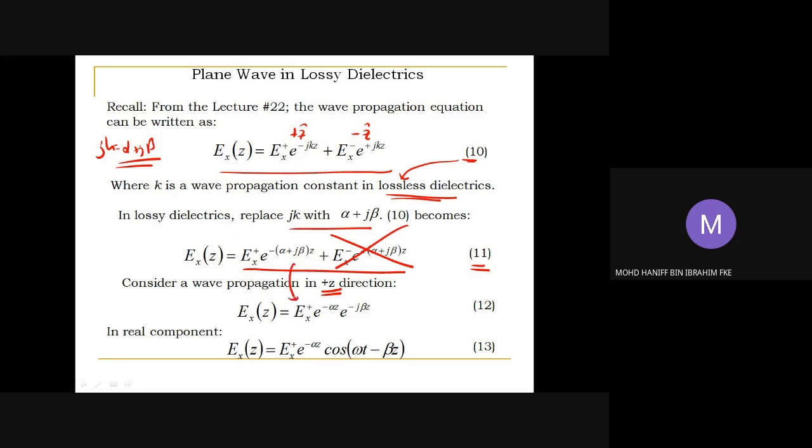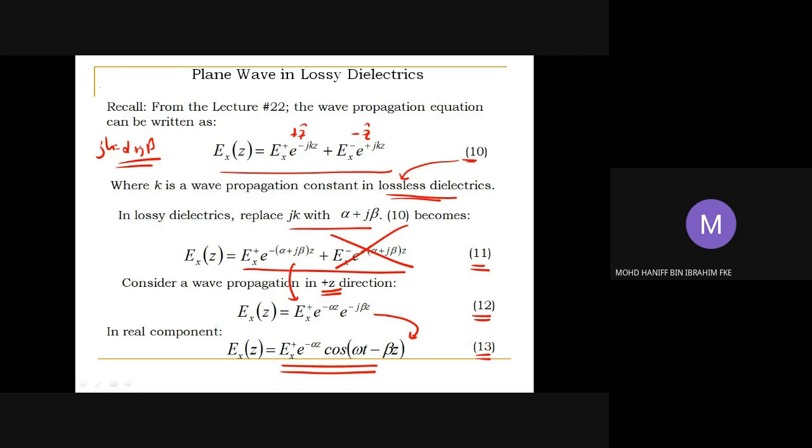So we're going to have it as Ex positive exponential negative alpha z, exponential negative j beta z. So in its trigonometric terms, I can write equation number 12 to be equal to equation number 13, where we have exponential negative alpha z multiplied with Ex positive cosine of omega t minus beta z. Okay, so this is the equation of the wave.